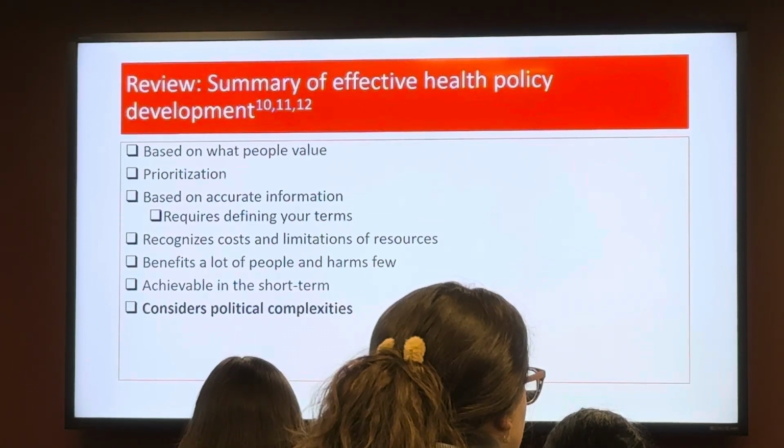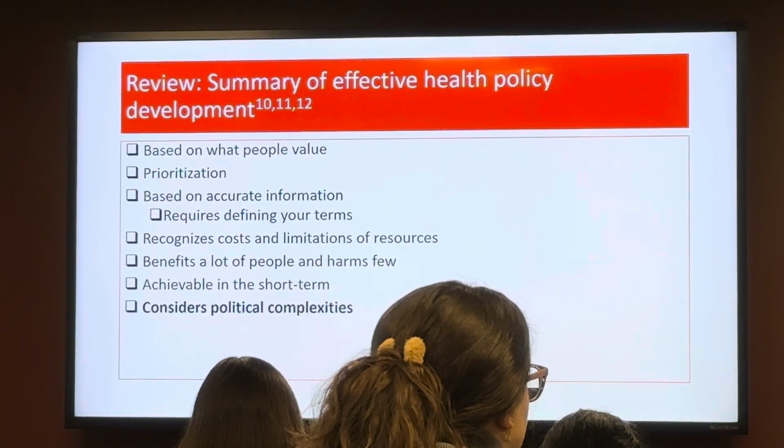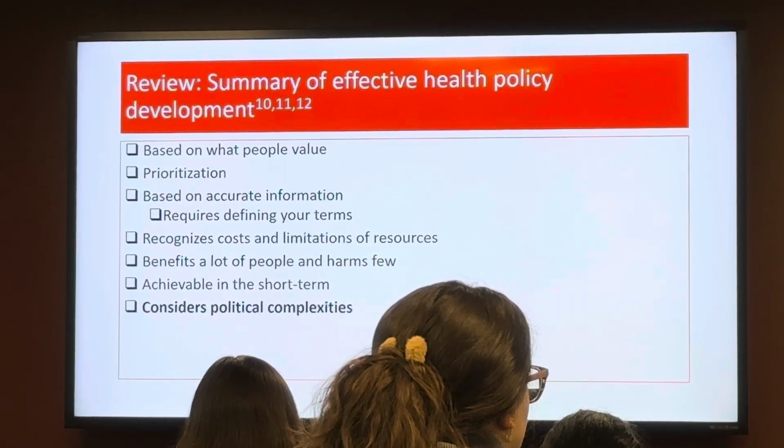Remember that we always want to benefit more people than fewer people. We want to have short-term achievable goals. Because if you're trying to sell something politically, and you can say, well, we'll get this done in 10 years, who cares? People want something that they can see almost immediately. And when we look at the Affordable Care Act, we'll see that there were things that were done at government speed, almost done immediately, within 2 to 3, 4 years. And then we have to consider the political complexities.